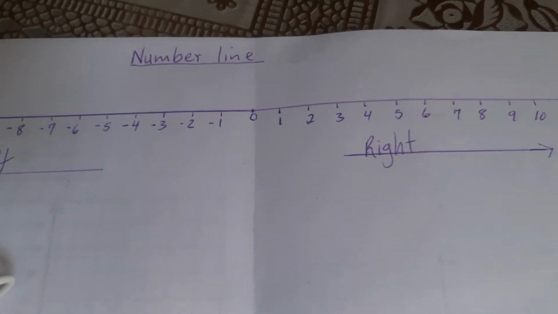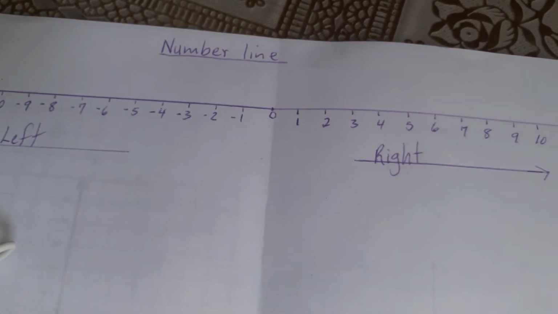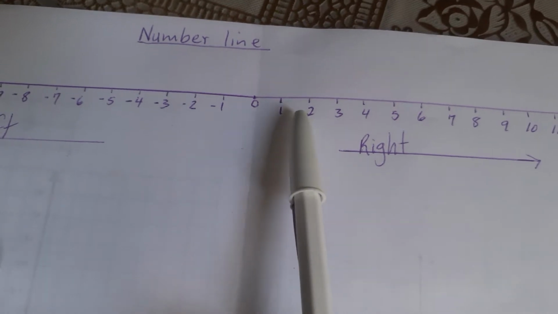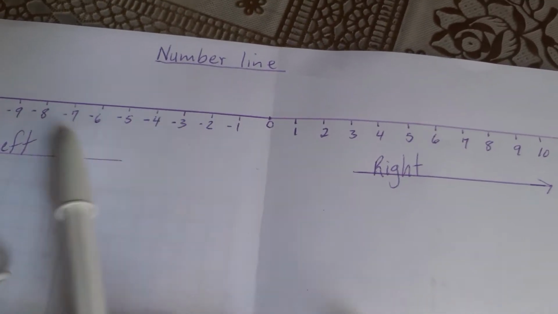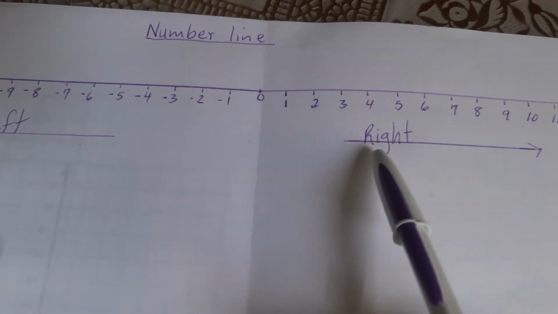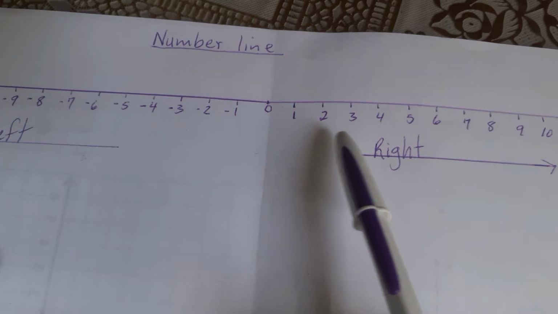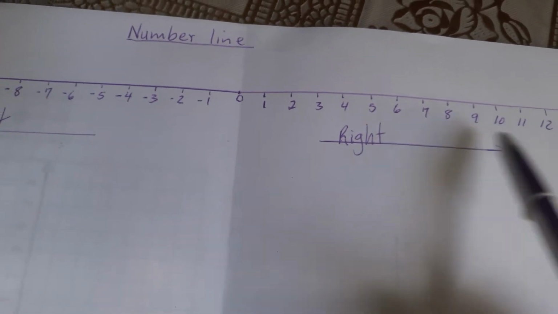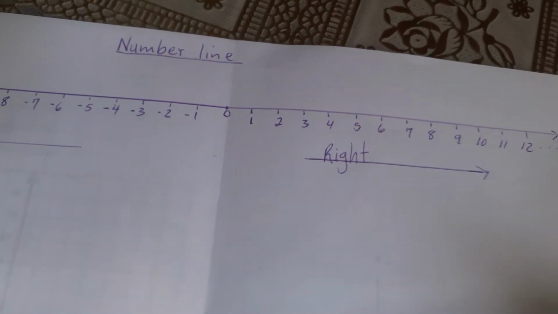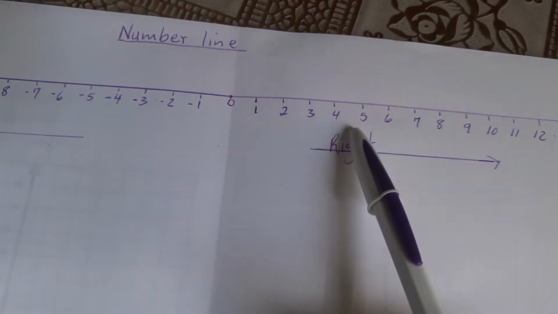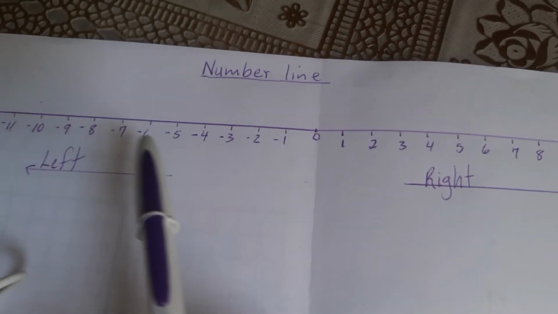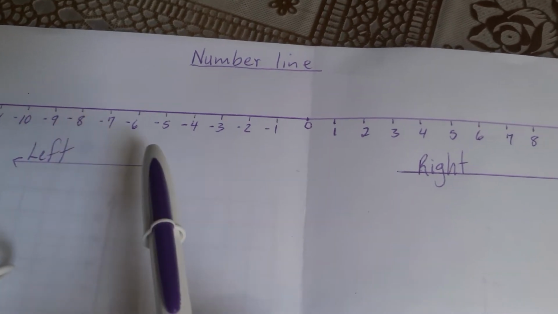Okay, to start with our topic today, let's look at a number line. If you notice a number line, it has two sets of numbers. These numbers are called integers. They are also called whole numbers. The numbers on the right are called positive numbers. Okay, we have 1, 2, 3, 4, 5, and it goes on and on. Those are positive numbers. The numbers on the left, they are called negative numbers.